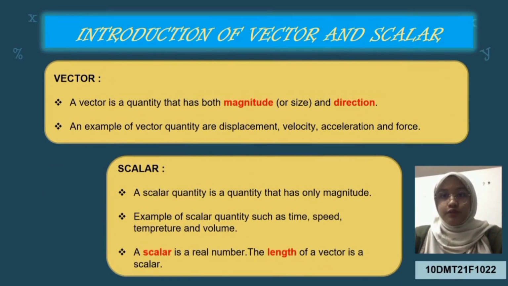Vector. What is a vector? A vector is a quantity that has both magnitude or size and direction. Examples of vector quantities are displacement, velocity, acceleration, and force. Scalar. A scalar is a quantity that has only magnitude. Examples of scalar quantities are time, speed, temperature, and volume. A scalar is a real number. The length of a vector is a scalar.